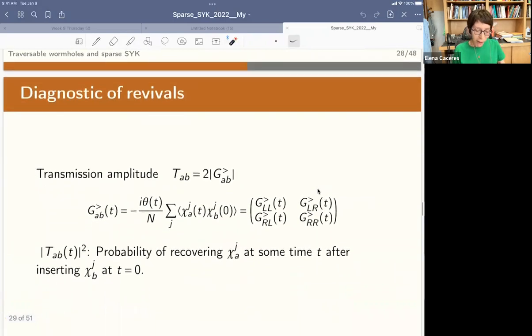For the diagnostic of revival, you have to define a transmission amplitude, and then this T squared is the probability of recovering the excitation on the other side after you insert it on one side. What's the probability you have it on the other side?